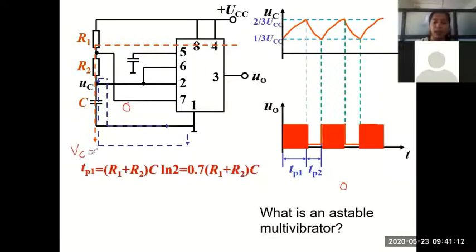VC, the voltage across the capacitor, is equal to Vf, the final voltage to which the capacitor can charge, plus (initial voltage Vi minus Vf) into e to the power of minus t by RC. So this is the standard expression for instantaneous voltage across any capacitor as it is gaining or losing charge.